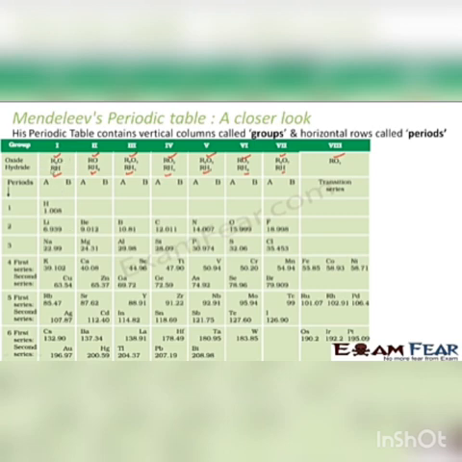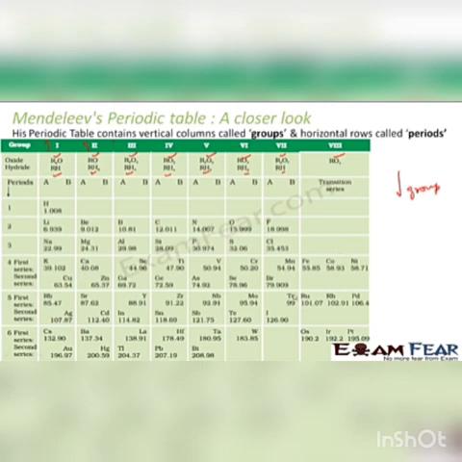For example, for this combination, he found these many elements. So he clubbed all these into one group. Correct? All this into one group. All this in one group. So he grouped elements like this. Correct? And then if you see, he called his vertical columns groups. So these were all groups: group 1, group 2, group 3, and these were all periods, right?